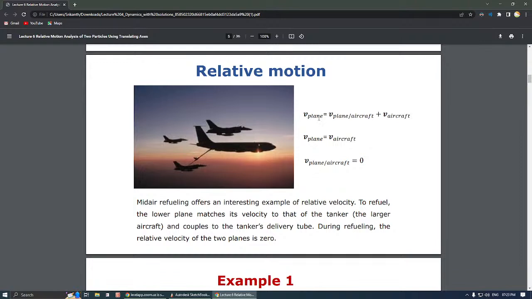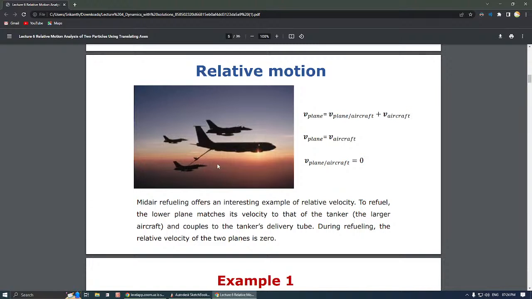The velocity of the plane, one of them is plane. Let's say this one is plane or this one is aircraft. What is the difference between plane and aircraft? Plane is the larger one. I don't see any difference between them. Anyway, one of them is plane, one of them is aircraft.